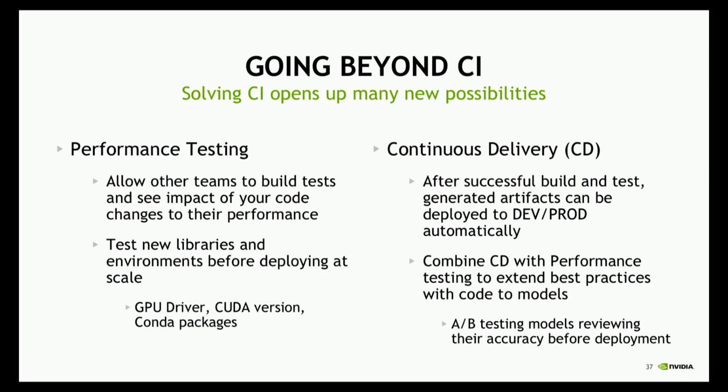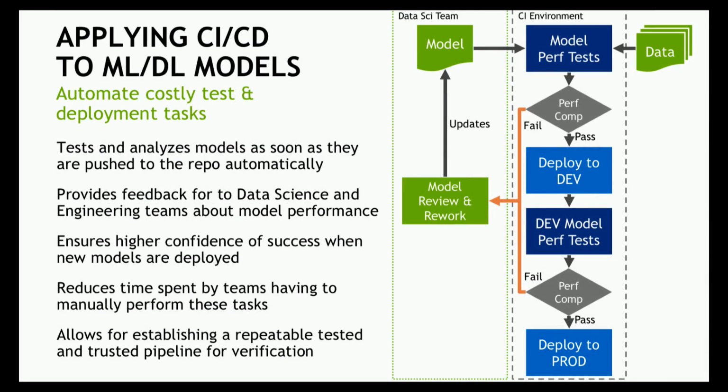And then the last part, which I think is really exciting, is when you think about it from a data science perspective, now you can combine the CD side with the performance side to really extend these best practices for code to models, right? So you want to be able to do A/B testing with models, and review their accuracy before deployment. An example of this is, how do you get rid of that costly test and deployment task?